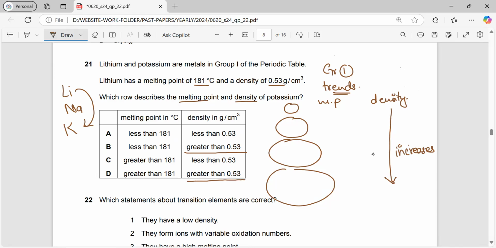Now, as for the melting points, when we go down group 1, they become softer and softer. The electrons go far from the central nucleus, so it is easier to lose the outer shell electron. The force of attraction weakens between them. The reactivity increases. They become more vigorous in their reactivity. So they get softer and the melting point decreases. It becomes easier for them to melt. So the melting point of potassium should be less than that of lithium. So the answer is B.